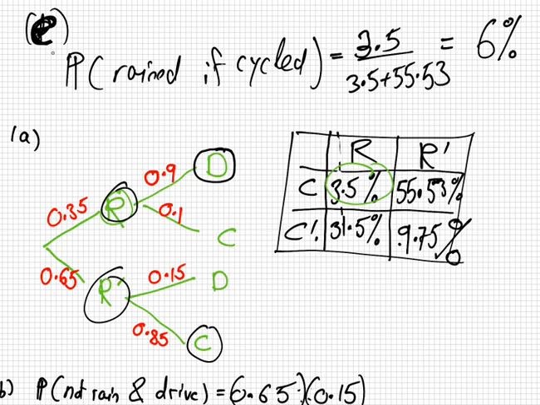So we can answer this now. It will be this one. 3.5 over 3.5 plus 55.53. What do we get here? Should be about 6, is it? 6%? What you get? 0.05. Yeah, it's about 6%, is it? Okay. So that's the answer for part D.